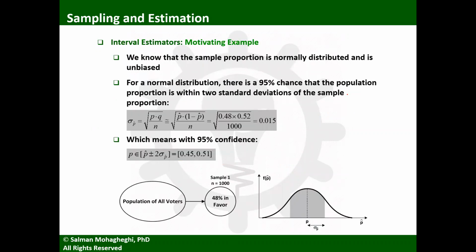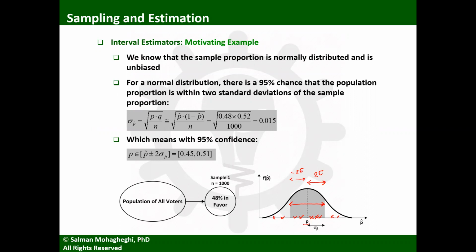So in this example, we know that the sample proportion is normally distributed and is unbiased. Now, for a normal distribution, the probability that you lie within 2 standard deviations of the mean is 95%. There's a 95% chance that the value of p hat that you will get, which can be anywhere, is within plus or minus 2 times the standard deviation of the mean. And there is, of course, a 5% chance that the value that you will see will actually be somewhere outside.